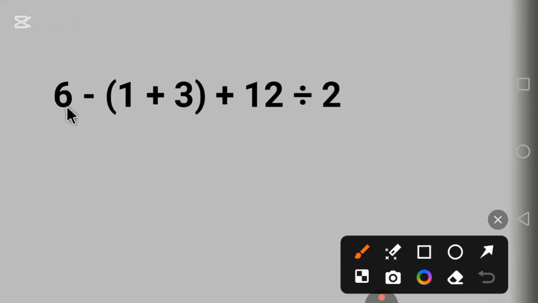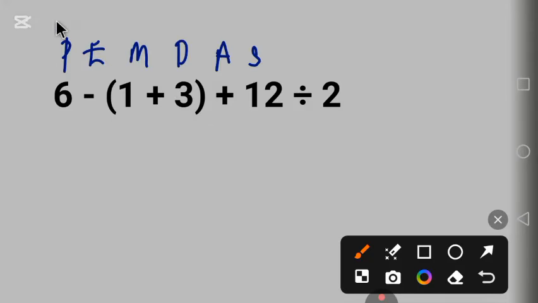6 minus (1 plus 3) plus 12 divided by 2. The mistake people make in this kind of problem is that they begin from left to right. We have different operations here: parentheses, subtraction, addition, and division. To know the right one to begin with, instead of just starting from left to right, we need to follow the order of operation called PEMDAS.